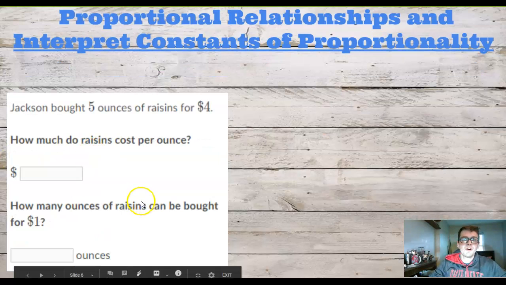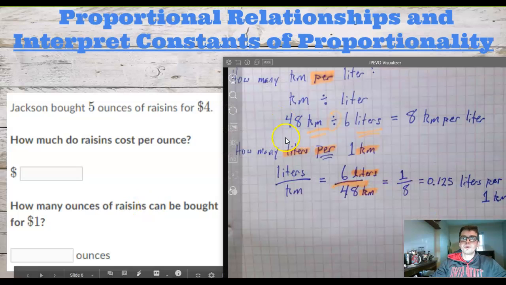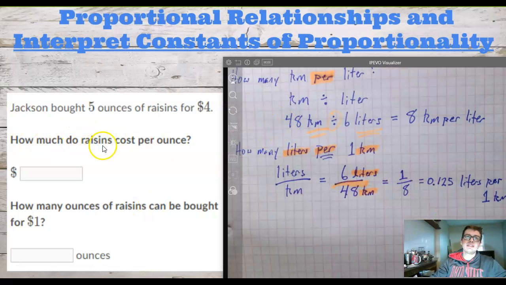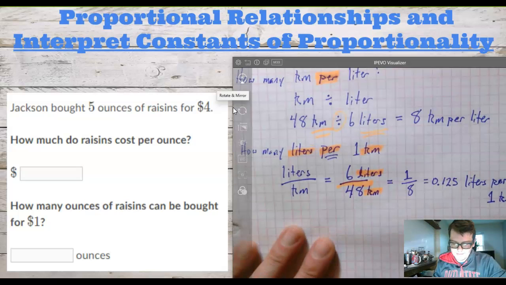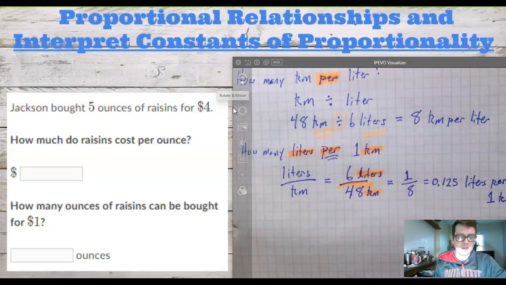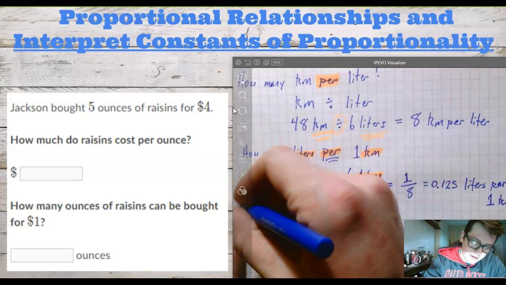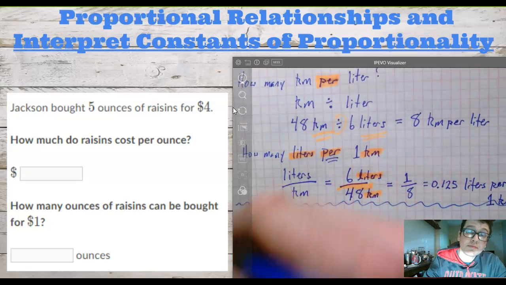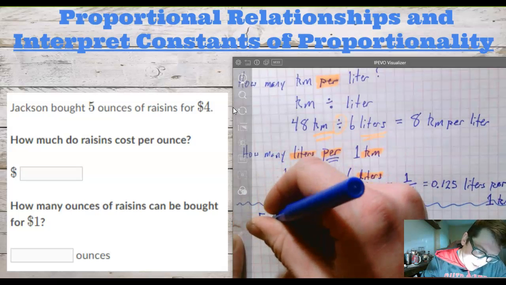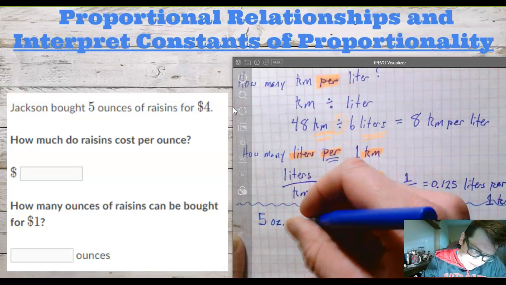Try this one on your own. To answer both of those questions, how much do raisins cost per ounce? And how many raisins can be bought for $1? Write down the important information. Write down the question. Pay attention to what per tells you to do. OZ is the abbreviation for ounces.